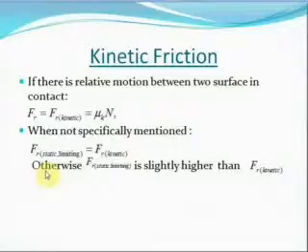Now let's see what is kinetic friction. If there is some relative motion between two surfaces in contact, the friction force which is acting between these two surfaces is called kinetic friction, and its value is equal to mu k into N, where mu k is the coefficient of kinetic friction.